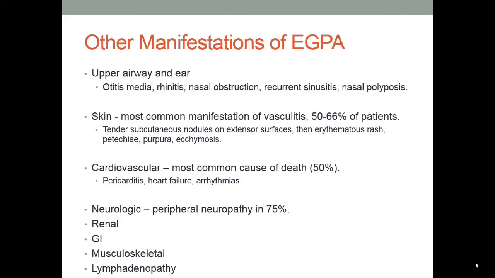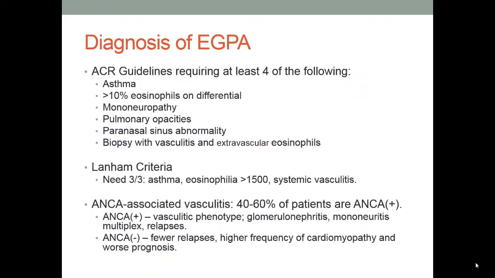Other manifestations I mentioned: upper airway and ear, rhinitis, nasal obstruction. Skin, up to 2/3 of patients. You can have anything from subcutaneous nodules to petechiae, purpura. Cardiovascular is the most common cause of death, causing death in 50% of these patients from pericarditis, myocarditis, heart failure, arrhythmias. In neurology, there's a neuropathy in up to 75% of patients.